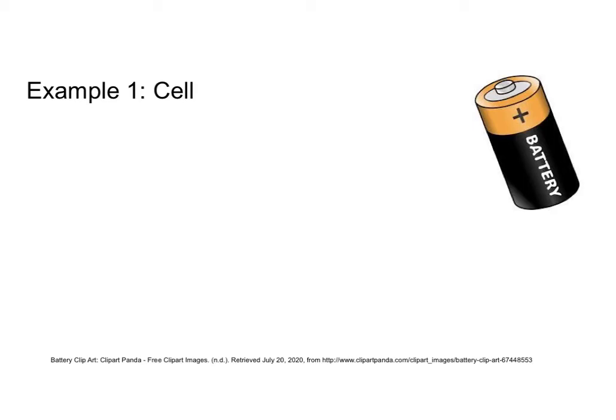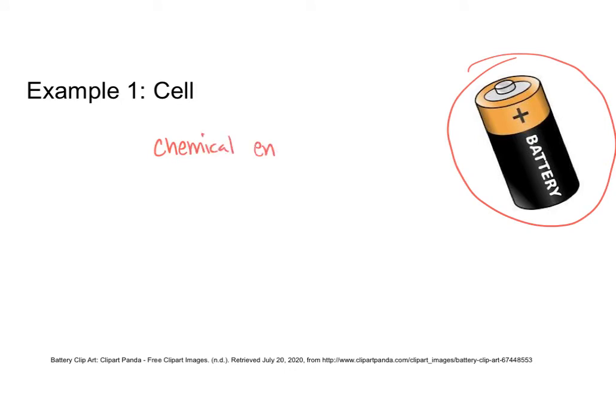Let's go ahead and talk about an example. The first example I'm going to talk about is a cell. One example of a cell is a battery, which I have drawn over here, which is also sometimes called a dry cell. What happens in a cell is we start out with chemical potential energy. So I'm just going to write chemical energy. And we have that chemical energy that is stored in the difference between the chemicals on this side of the battery, our positive terminal, and the chemicals on our negative terminal.